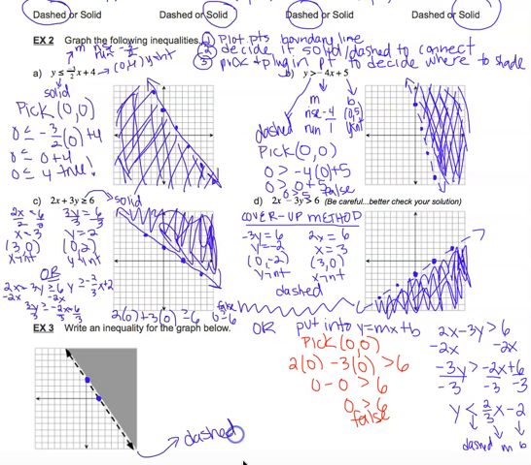Dashed, which means it's a plain less than or plain greater than. This is shaded above. So that means that my symbol that I'm going to use should be a greater than or equal to. So I'm going to have y greater than or equal to, and then we need to fill out the mx plus b part. So figure out what your slope is, figure out what your y-intercept is, and finish the inequality here.